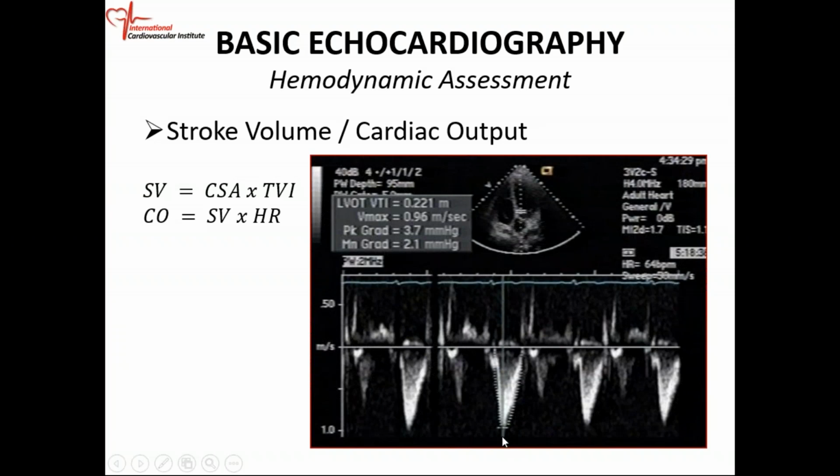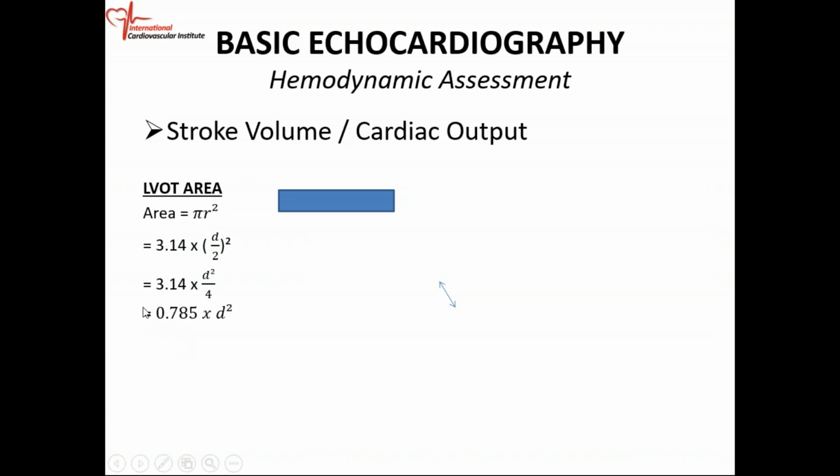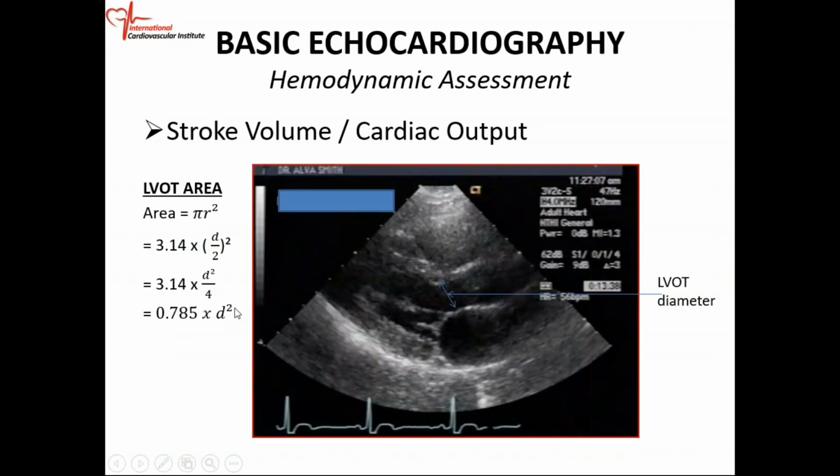And then if you just do planimetry of the LVOT, the computer will give it to you, 0.221 meters. So you can convert it to centimeter, which is 22.1 centimeters. So you put that there, and for the cross-sectional area, you use this, what we simplified to 0.785 times d squared. Okay, so it's relatively simple.